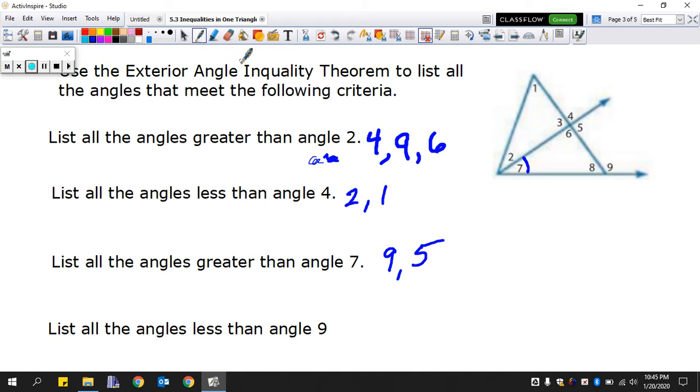All right, and last but not least, list all the angles less than angle 9. All right, less than angle 9. 9 is here. Okay, that's an exterior angle. So we've already identified that 2 and 7 are less than 9, and angle 1 is also less than 9. Okay, because this is a remote interior angle. Okay. All right.